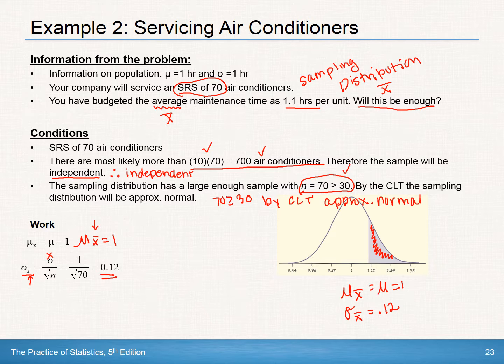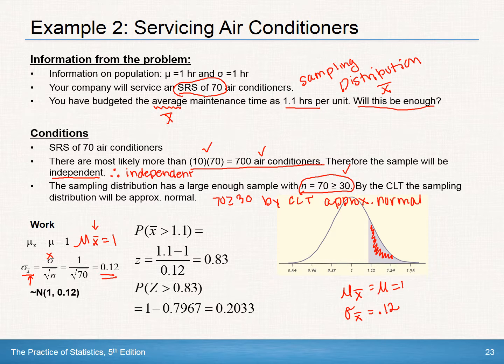Remember, square root of 70, that's my sample size, is equal to 0.12. So the standard deviation of the sampling distribution is 0.12. Okay, make sure you include that x bar there so that they know you're looking at the sampling distribution. Okay, it's approximately normally distributed, mean of 1, standard deviation of 0.12. Okay, same work as we've shown before.